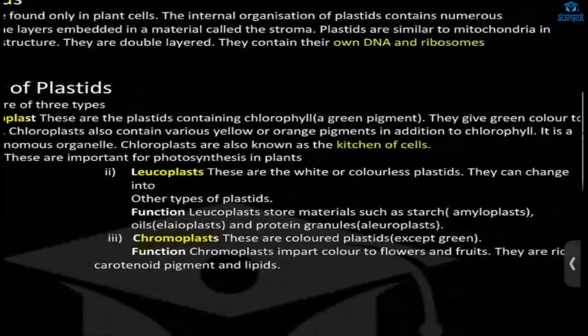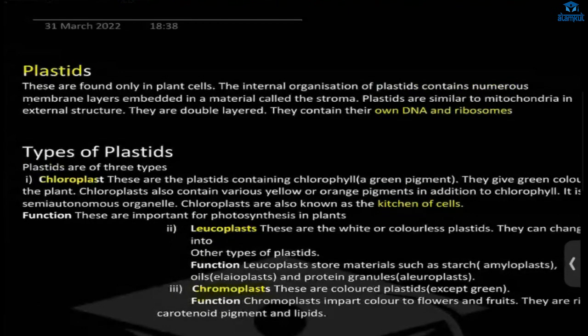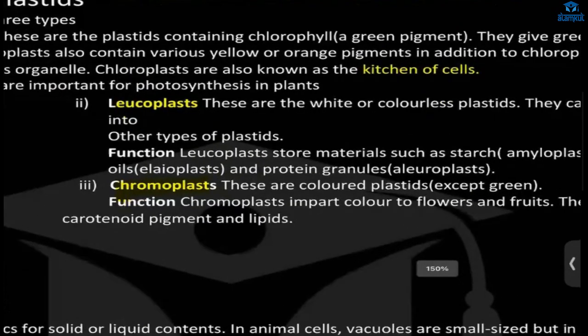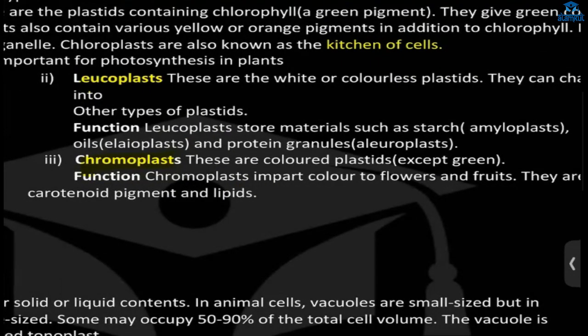Ma'am, what are semi-autonomous organelles? Semi-autonomous means it has its own DNA and it can make its own protein, with its own DNA and ribosome. That's why it's semi-autonomous. Now let's see. For starch storage, it is known as amyloplast, and for oil, elaioplast, and for protein, aleuroplast.